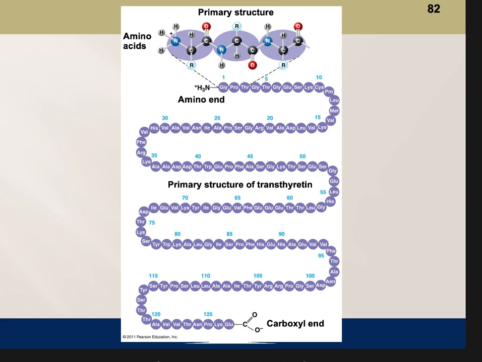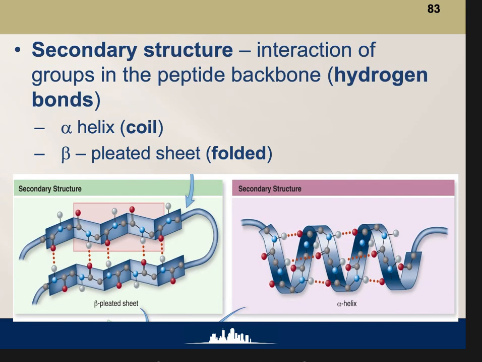And each of those letters is representing an R group. And so this is the chain of quote unquote pearls. What we'll see here is the secondary structure. The secondary structure is going to interact with the peptide backbone, which is the hydrogen bonds. So we'll see here we'll have an alpha helix and a beta pleated sheet.